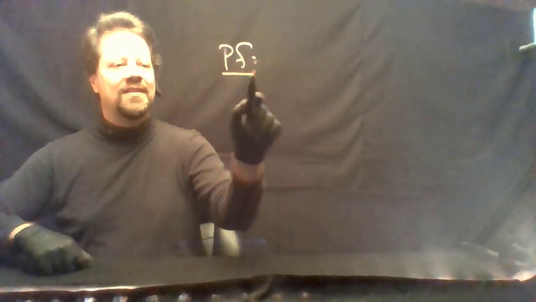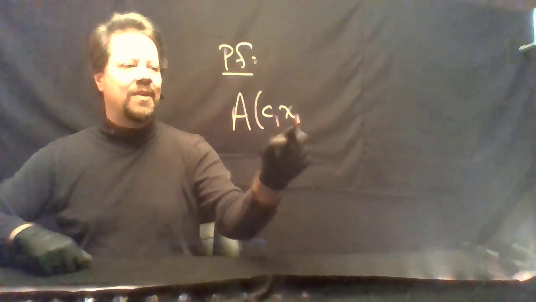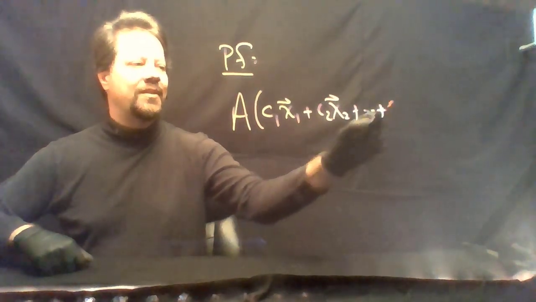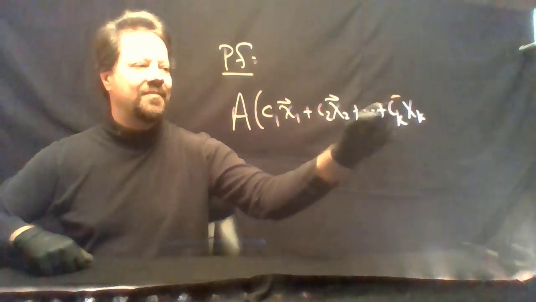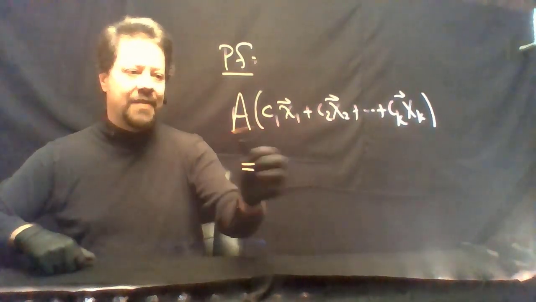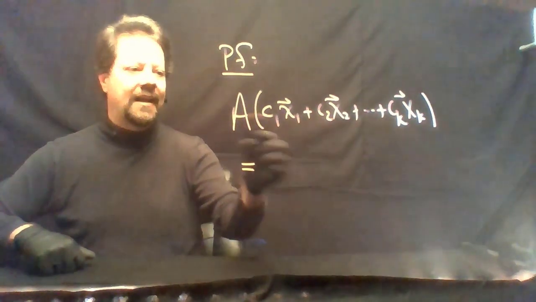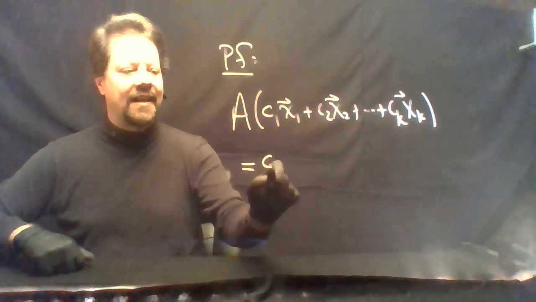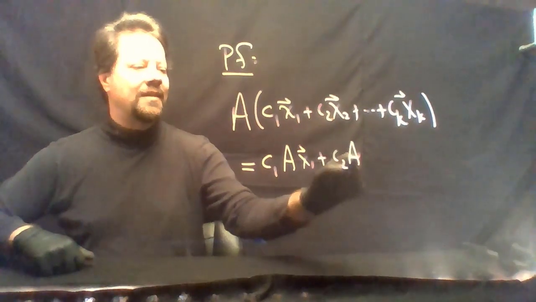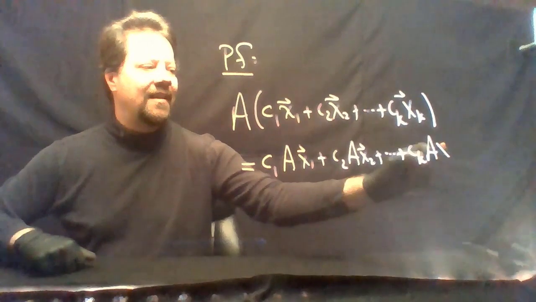To prove this, we'll take A times an arbitrary linear combination, c1x1 plus c2x2 through ckxk. Using the properties of matrix multiplication, we can rewrite this by using the distributive law and the fact that scalars commute with everything as c1 Ax1 plus c2 Ax2 plus ck Axk.